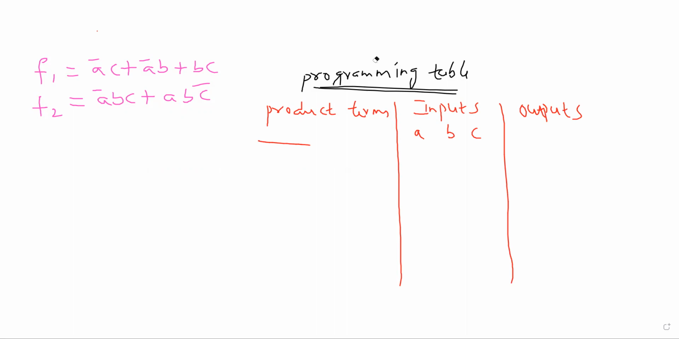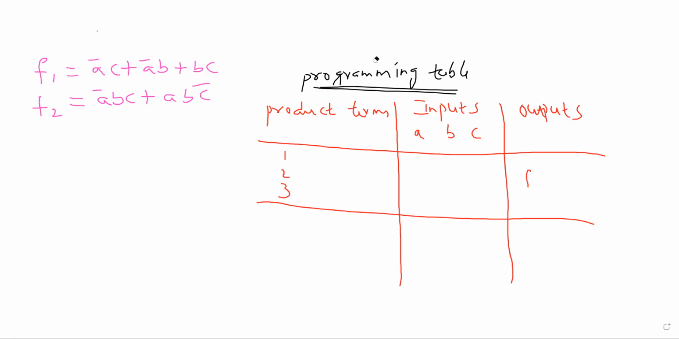Now here don't write the outputs directly. How many product terms are we fixing in each and every output function? 3 product terms, that means 1, 2, 3. The first 3 product terms are fixed for F1, which is equal to A complement into C plus A complement into B plus BC.